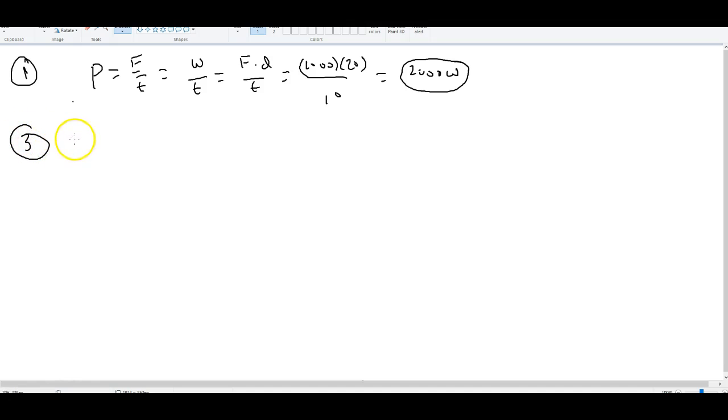Problem number 3. A rock climber wears a 12-kilogram knapsack while scaling a cliff. After 30 minutes, the climber is 8.2 meters above their starting point. How much work was done on the knapsack? How much power was applied on the knapsack?